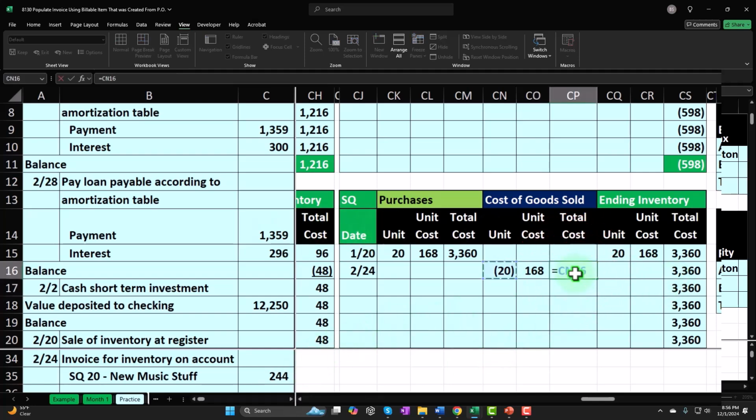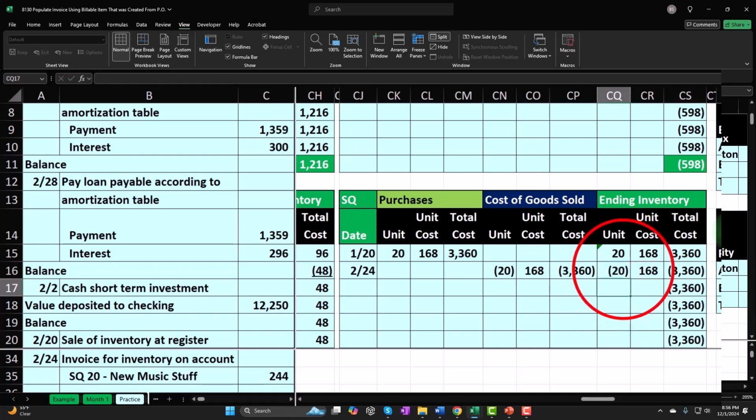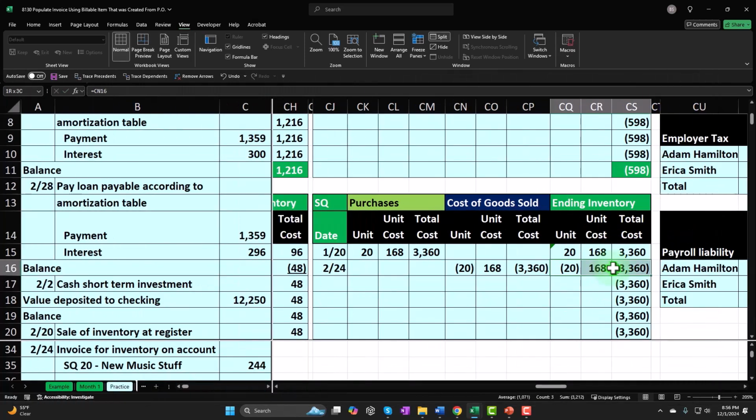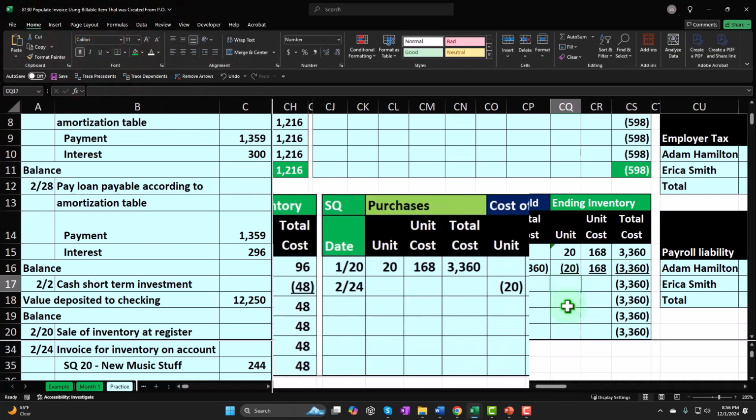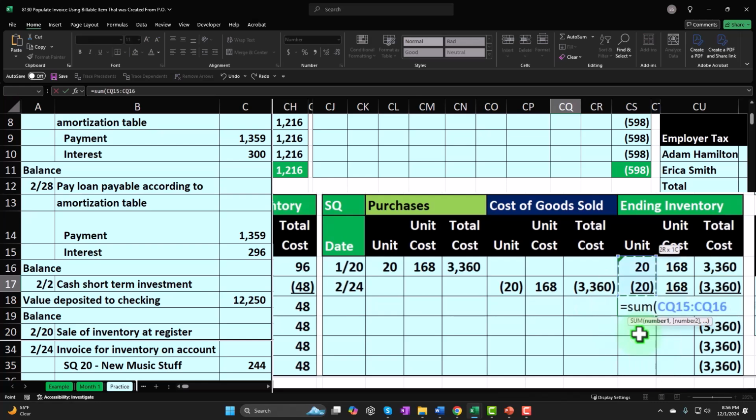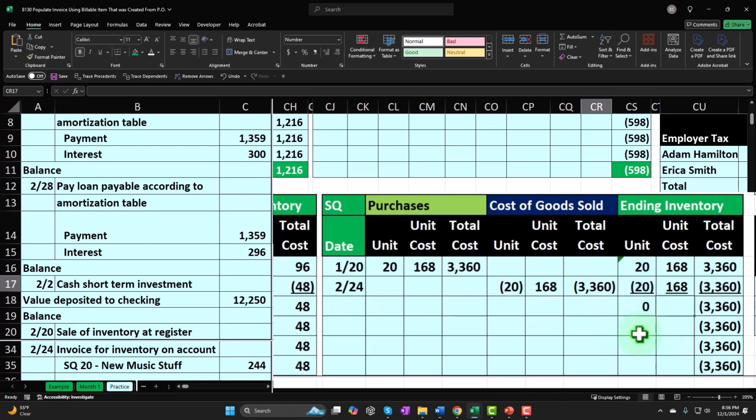So it's going to be 20 times 168. Let's pull that into the outer column for the ending inventory. 20, 168. Multiplying those together, putting an underline under it. So we go to the Home tab, Font Group, Underline. That means summing this up. We don't have any units remaining after this. They would be costing 168 if we did. 0 times 168 is 0.